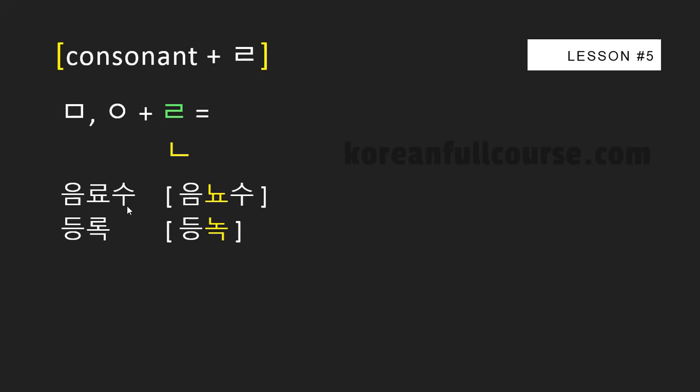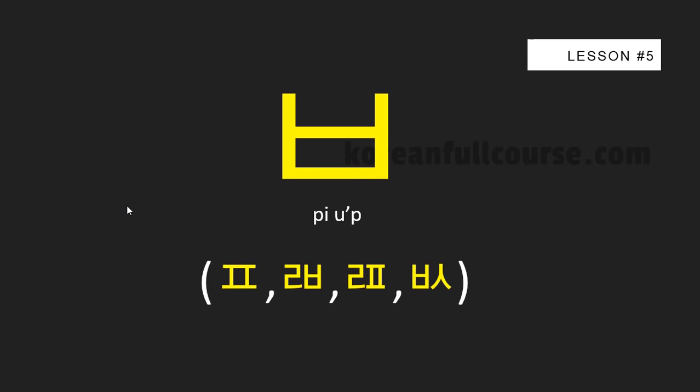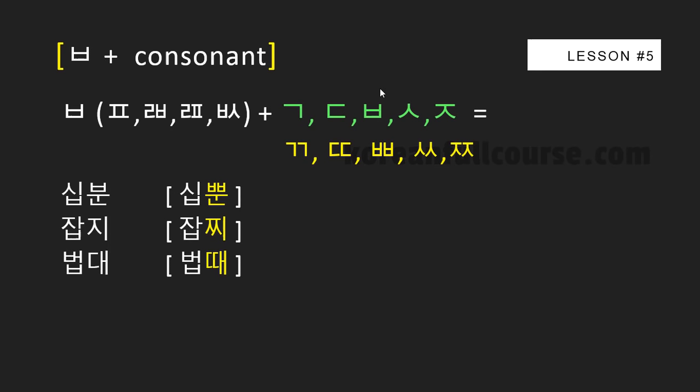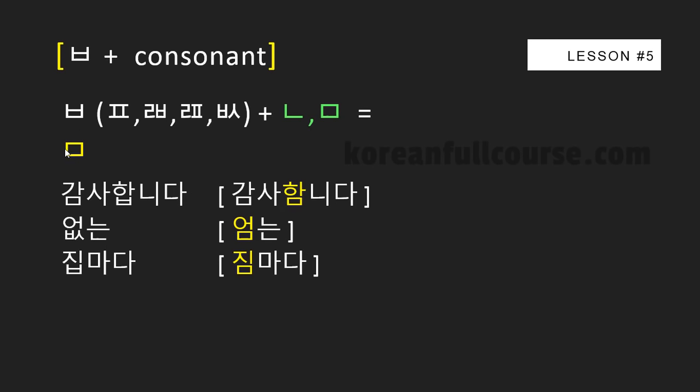Next letter is 비읍 and all its patchims. When 비읍 is followed by one of these five consonants, these five consonants should be read like this. 잡지, 법대. And when it's followed by 니은 or 미음, it's pronounced as ㅁ. That's why we say 감사합니다 instead of 감사합니다. The other two examples are 없는, 집마다.